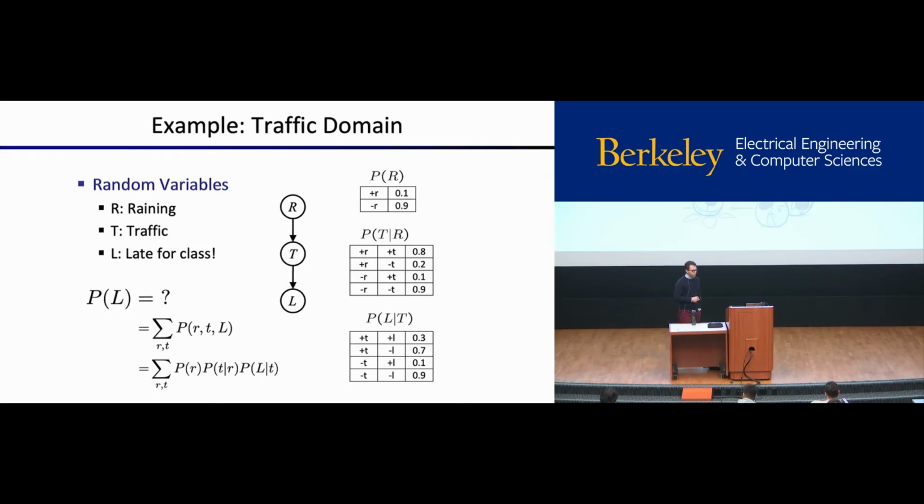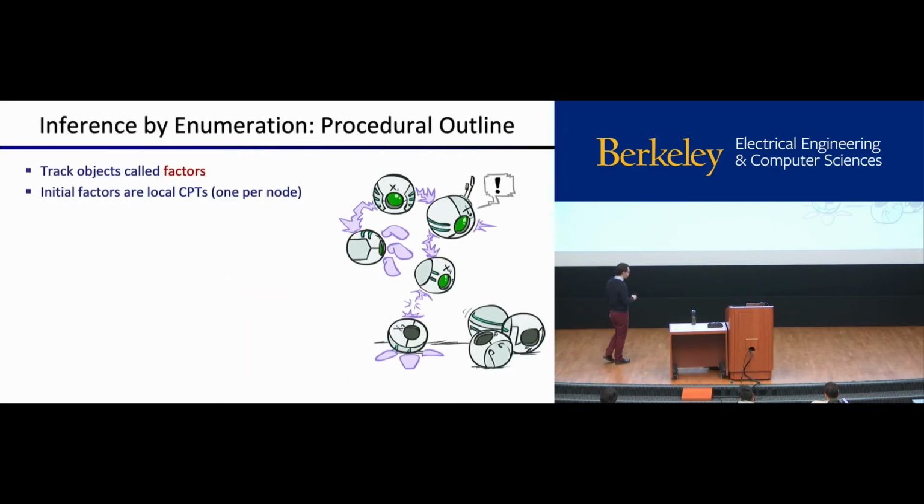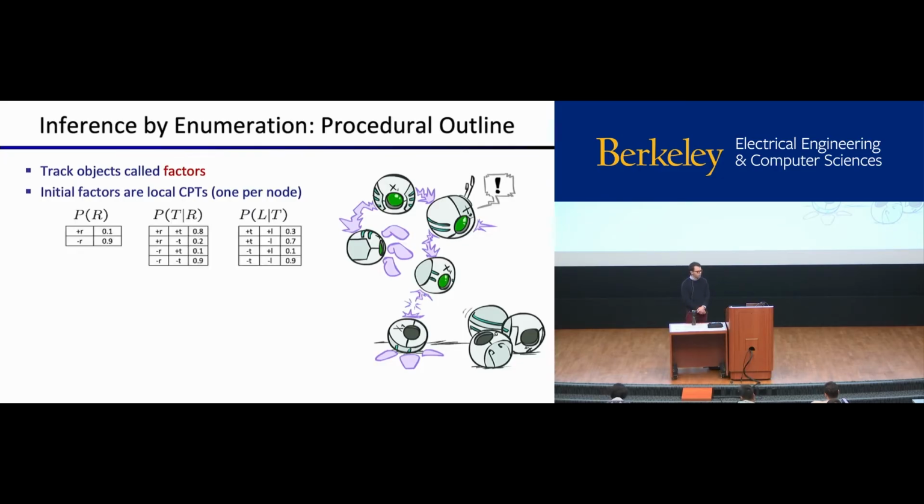Okay? So we're going to work our way up to this idea of variable elimination, which is the one where we're going to eliminate variables as we go. And we're going to start with a simple inference by enumeration, do it the sort of the hard way, and show what that looks like. So we're going to track these objects called factors. Each of the conditional probability tables will be our initial factors. And so these are our initial factors, right? We have one for rain, we have one for traffic, we have one for being late for class.